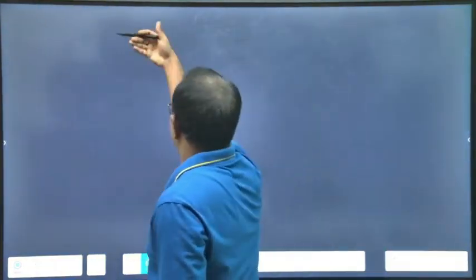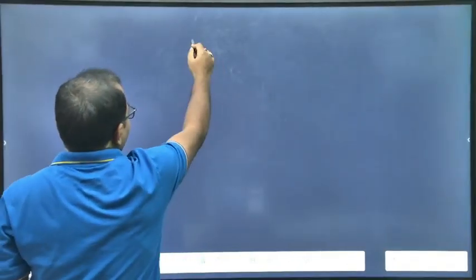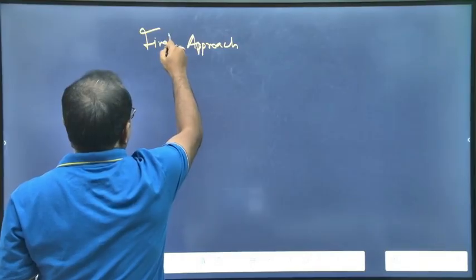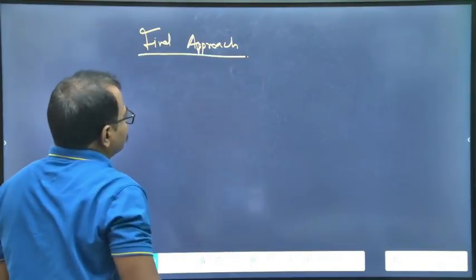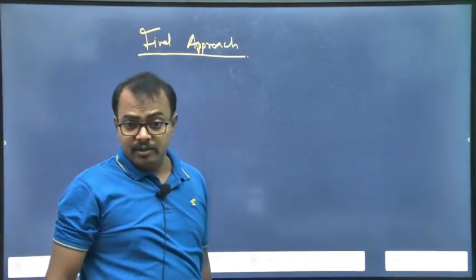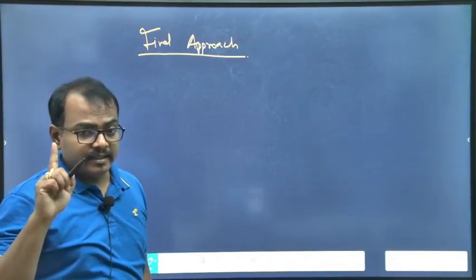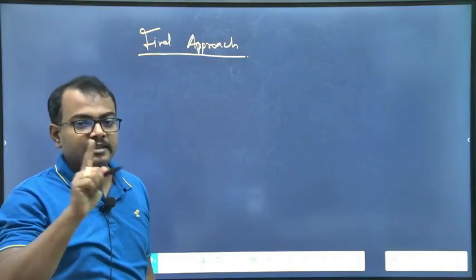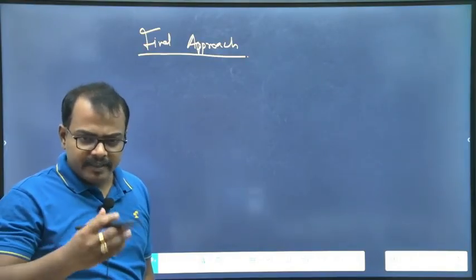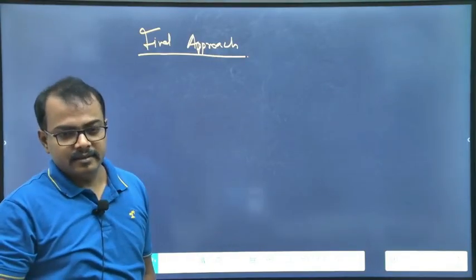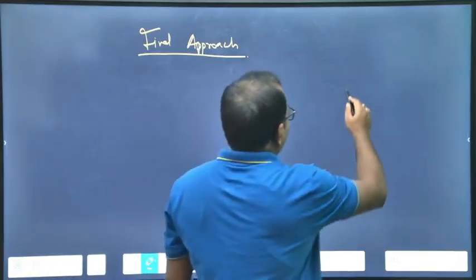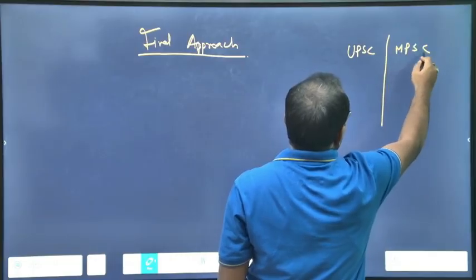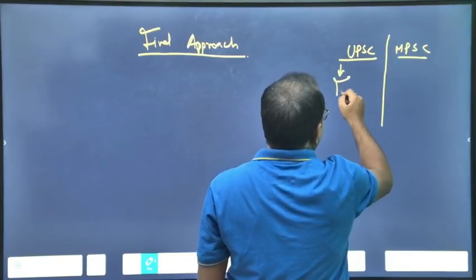So let's conclude what we learned today. We have concluded most of the things. Now what will be our approach? Final approach. So for the final approach, it is very difficult to create a strategy. Always remember, it is very difficult to create strategies for state PCS exams and very easy to create a strategy for the UPSC exam. UPSC exam is much easier. I will tell you the reason why. Because UPSC has a fixed schedule.